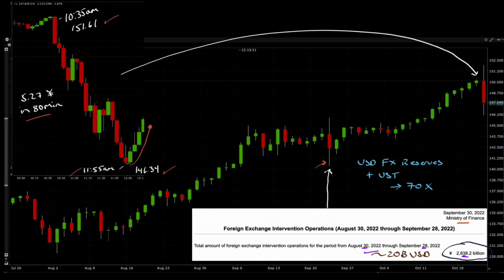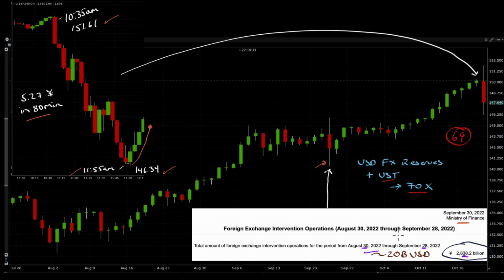Based on the level of FX reserves that they have at the central bank and the amount of USTs they have, they can do that 70 times. They can do that 70 more times. So there's one. They can do this another 69 times. They have the money to get that done.